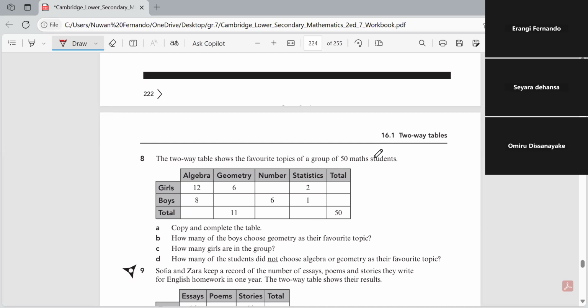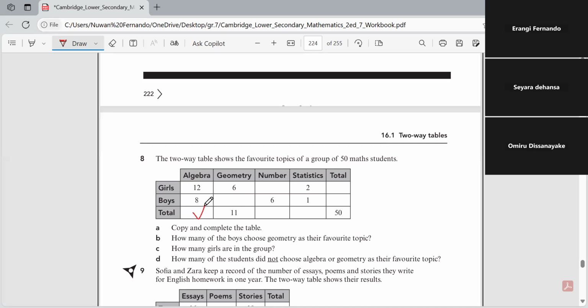Right. The two-way table shows the favorite topics of a group of 50 math students: algebra, geometry, numbers, statistics, and total. Right. So we'll start. Now your turn. Start. How to start? 12 plus 8. Okay. 12 plus 8. The answer is 20.